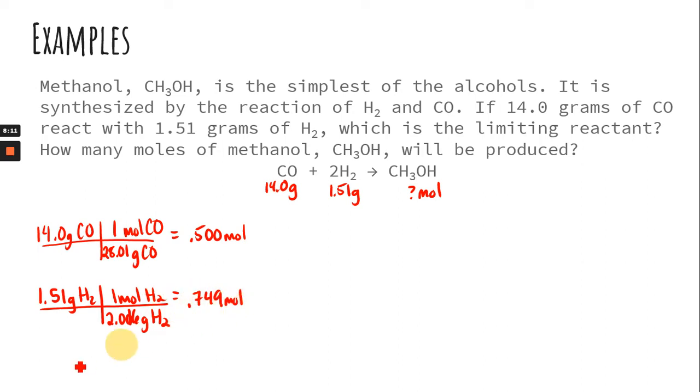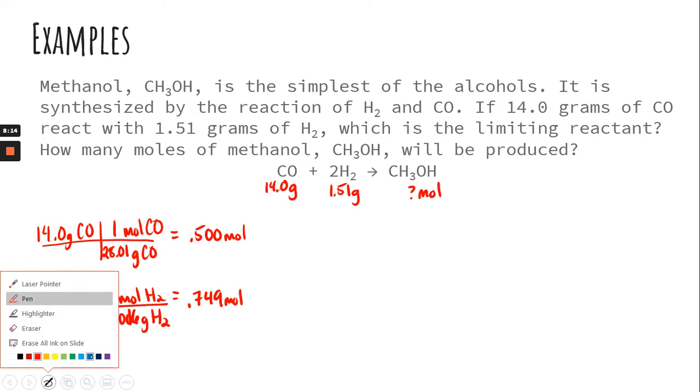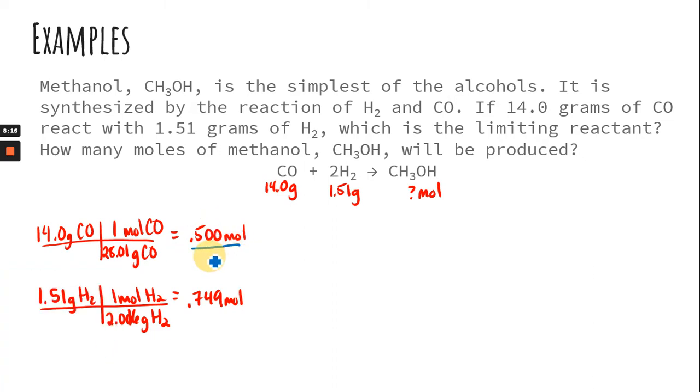0.749 moles. Then we need to divide by the coefficient. So we would say divided by 1, divided by 2. So that would mean our hydrogen is our limiting reactant, because when we divide 0.749 by 2, we get 0.37, which is smaller than 0.5. So this is my limiting reactant. This is going to be my excess reactant.